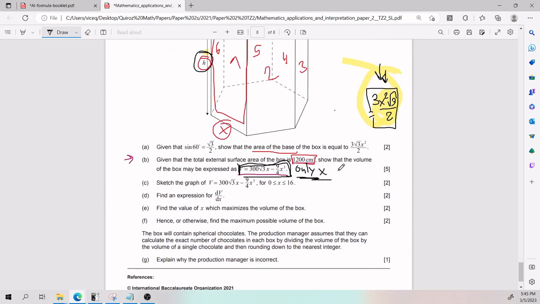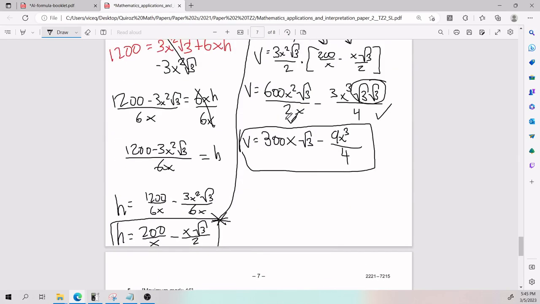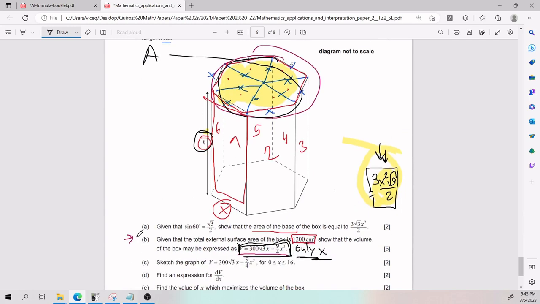So that is like my compass, that is my north. Make sure you end up with only x's, see? And so if you just try to do that, eventually you will arrive to the answer. So that is for part B.